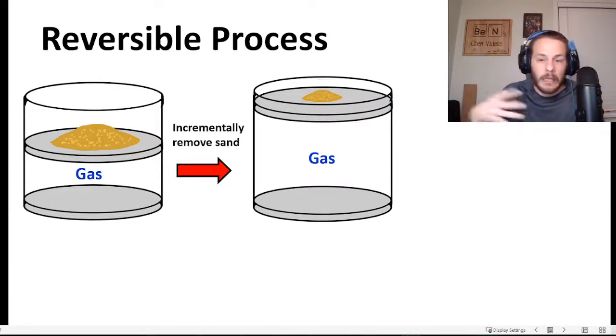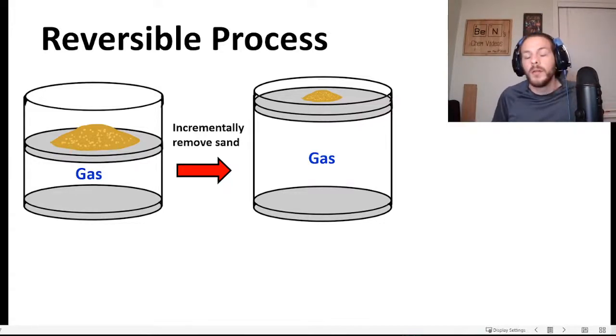Now, of course, this is impossible. All real reactions are irreversible, right? So some of that energy is inevitably lost to the surroundings as heat.